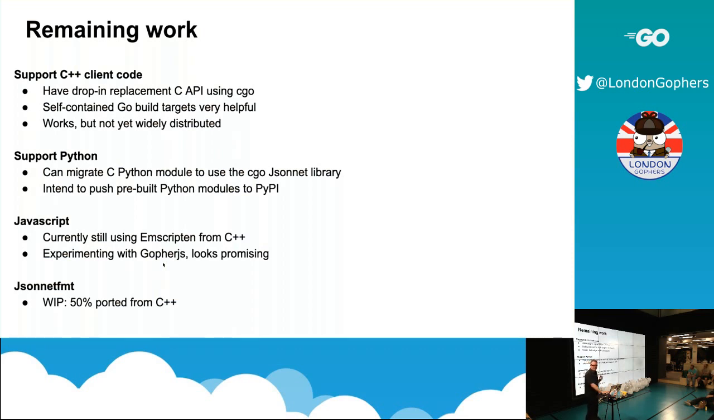I was just talking to Paul earlier about using WebAssembly instead. That might be better. So we've got avenues to look at there. And finally, there was a formatter in C++ which we're still porting over. That wasn't part of the original tooling, but it's a separate tool, so you can use Go Jsonnet for evaluation and the C++ tool for formatting until that's done.